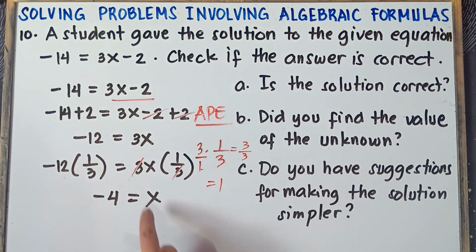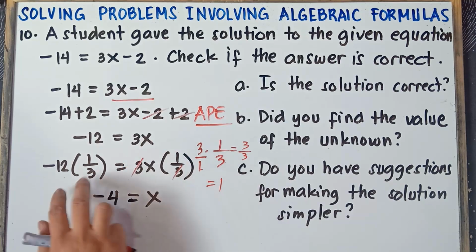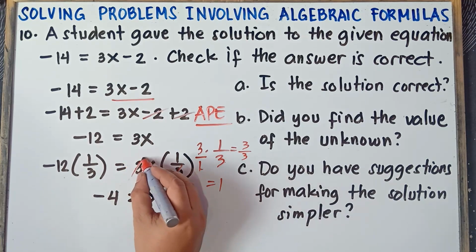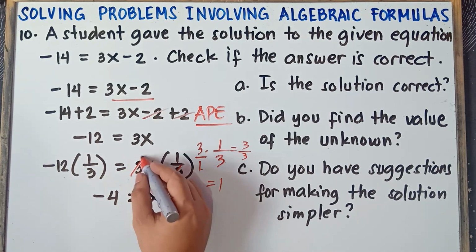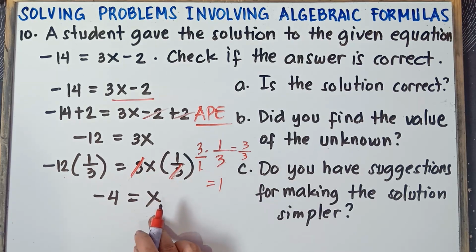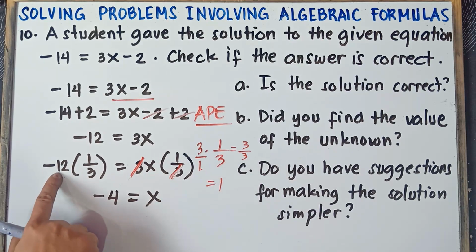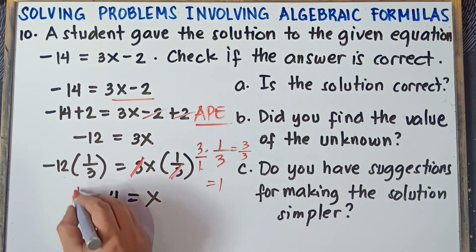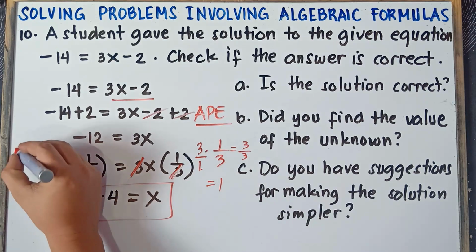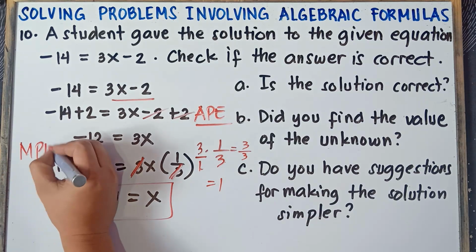Okay, so therefore, 3x multiplying both sides by 1/3, we can just simply cancel this out, and the remaining expression will be only x. And then negative 12 divided by 3, that would be negative 4. That's correct, class. Negative 4 equals x. So this is the correct answer. In this scenario, we apply multiplication property of equality.